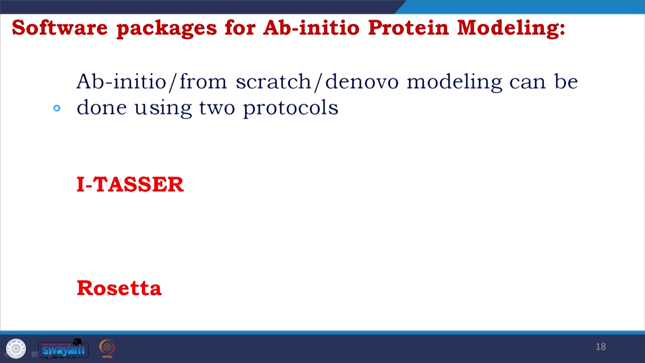There are two software packages. So, ab initio or working from scratch or de novo modeling can be done using two protocols or two packages. One is ITASSER and another is Rosetta. We have already identified them through looking at the CASP ranking. So, let us take a look at what these are.